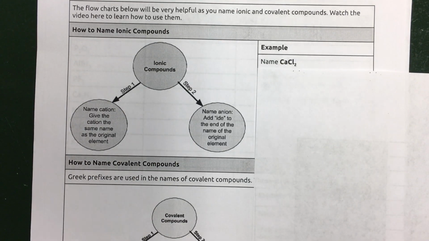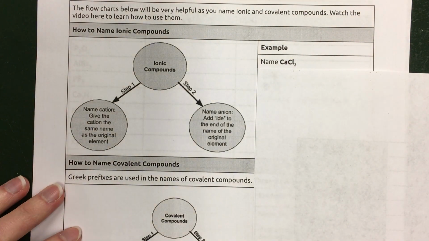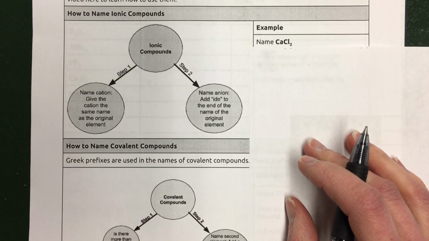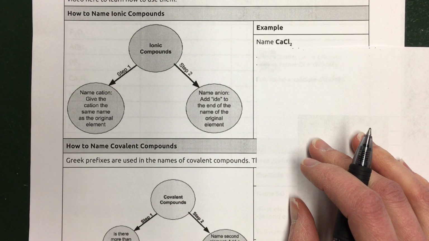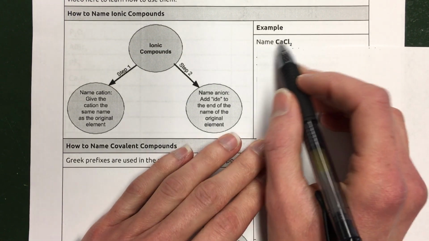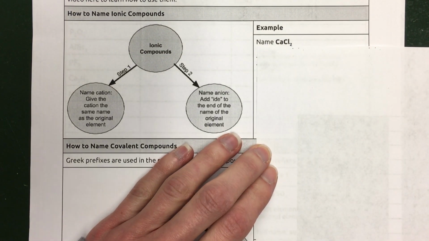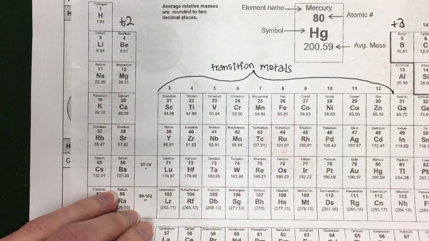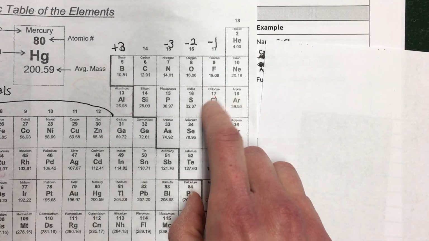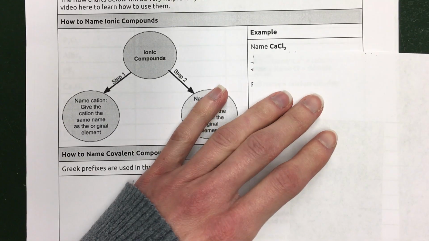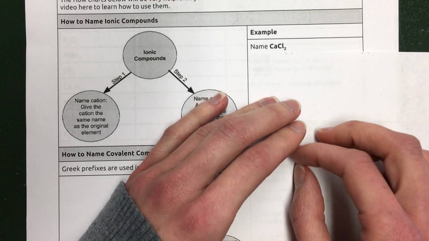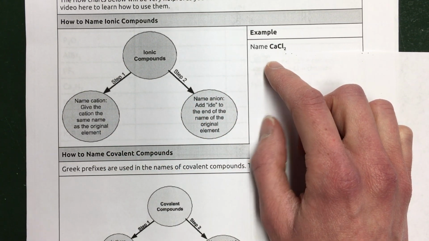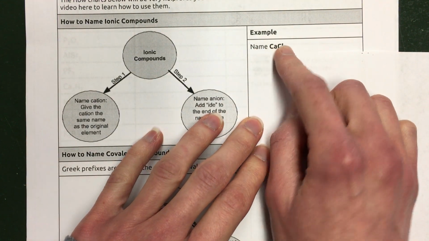Hey guys, so this is just a video to help you understand how to use these flowcharts about naming ionic and covalent compounds. So the first step is to figure out whether you have an ionic or a covalent compound. For example, if we're doing CaCl2, we look over here, calcium is a metal and Cl is a nonmetal. So if I have a metal and a nonmetal, that is an ionic compound, as you should have read earlier in this assignment. So first step, figure out if it's ionic or covalent.